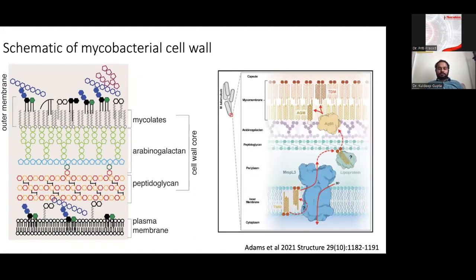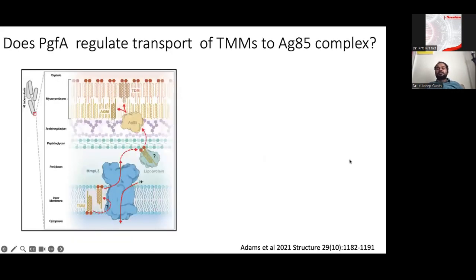So this is what we know. This blue structure is MMPL3. It flips TMMs from the cytosol to the periplasm, and then somehow this TMM is incorporated into the mycomembrane through a protein of unknown function and unidentified. So our hypothesis was that PGFA is interacting with MMPL3 and helps in the transport of TMM.